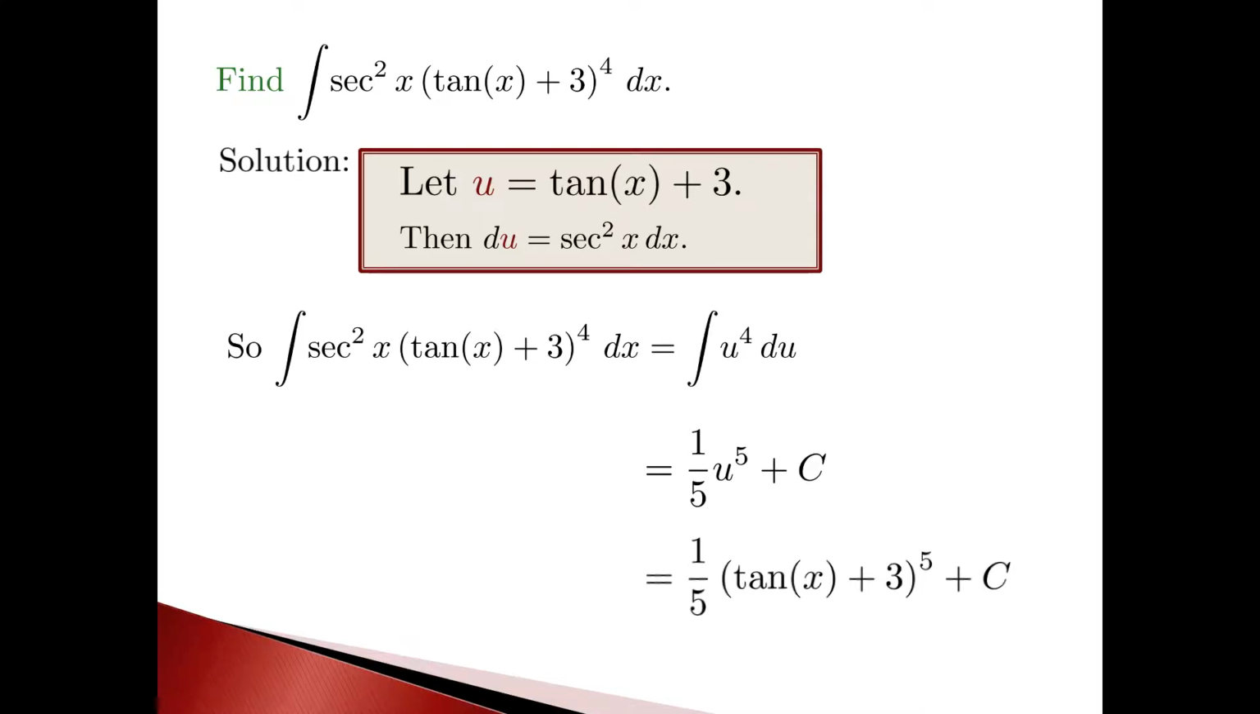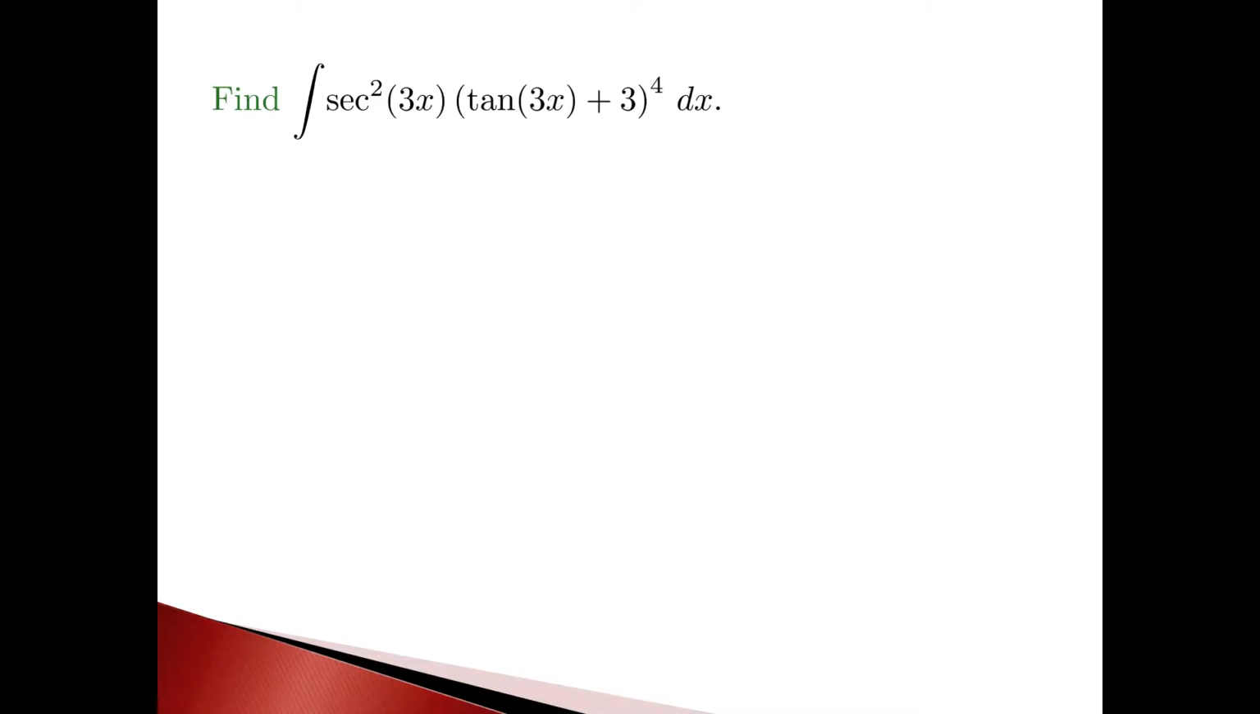Okay, let's try a slightly more sophisticated example with one more wrinkle to it. Let's do this one. So now all that's changed here is before where I had tangent of x and secant squared of x, now I have tangent of 3x and secant squared of 3x. And those still match, so this is still going to work. Because if I look at this, I would go, yeah, big ugly parentheses raised to the 4th power.